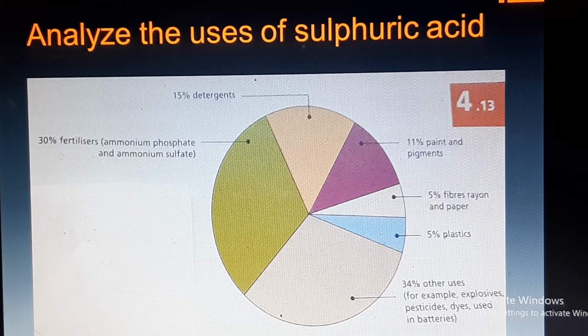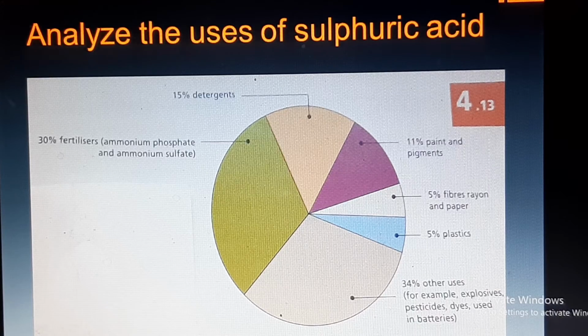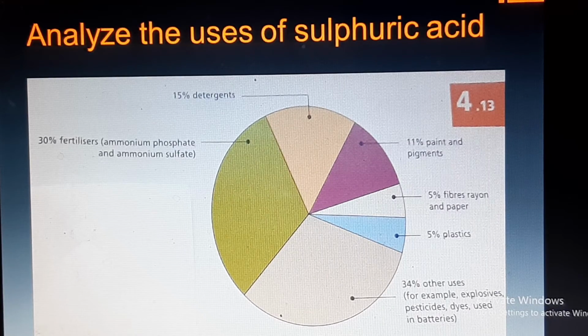That means, what is the most use of sulfuric acid? It is for making fertilizer. That is the single use. Single use means 30% of the entire sulfuric acid is used for making fertilizer. The 34% given covers so many uses, but the 30% is for only fertilizers.